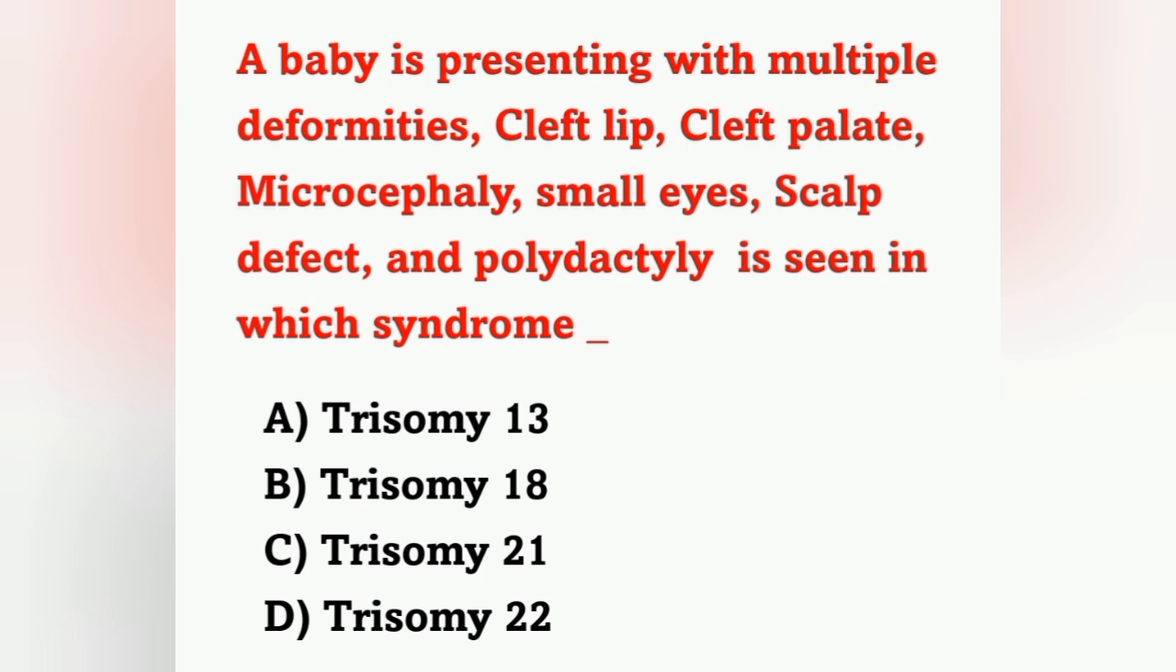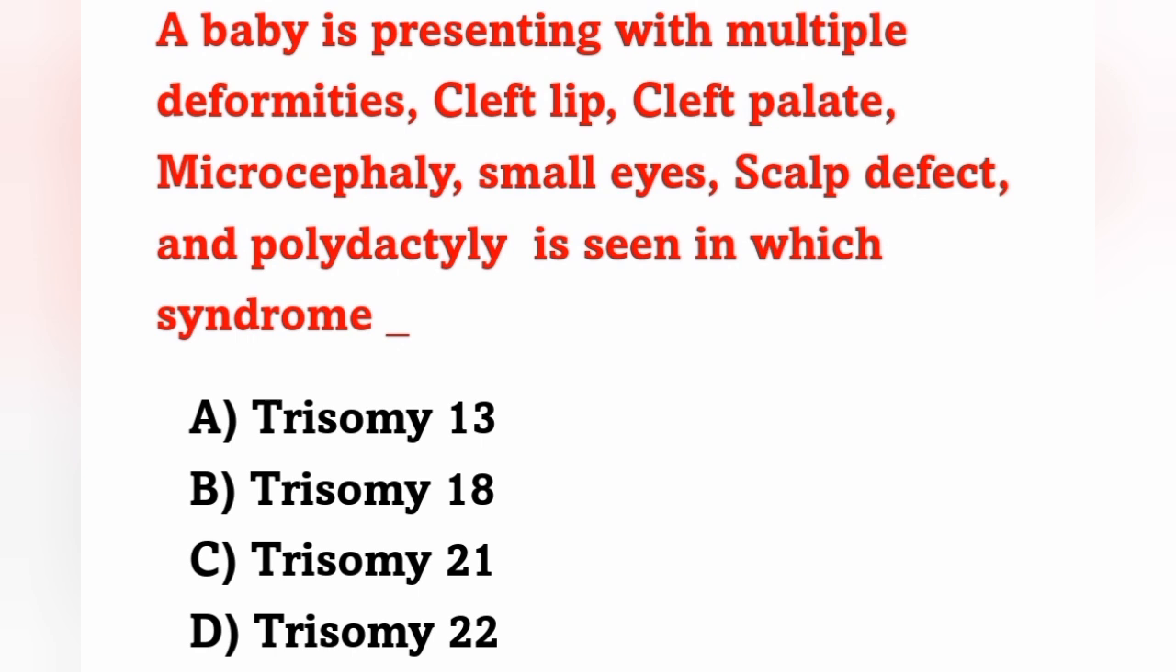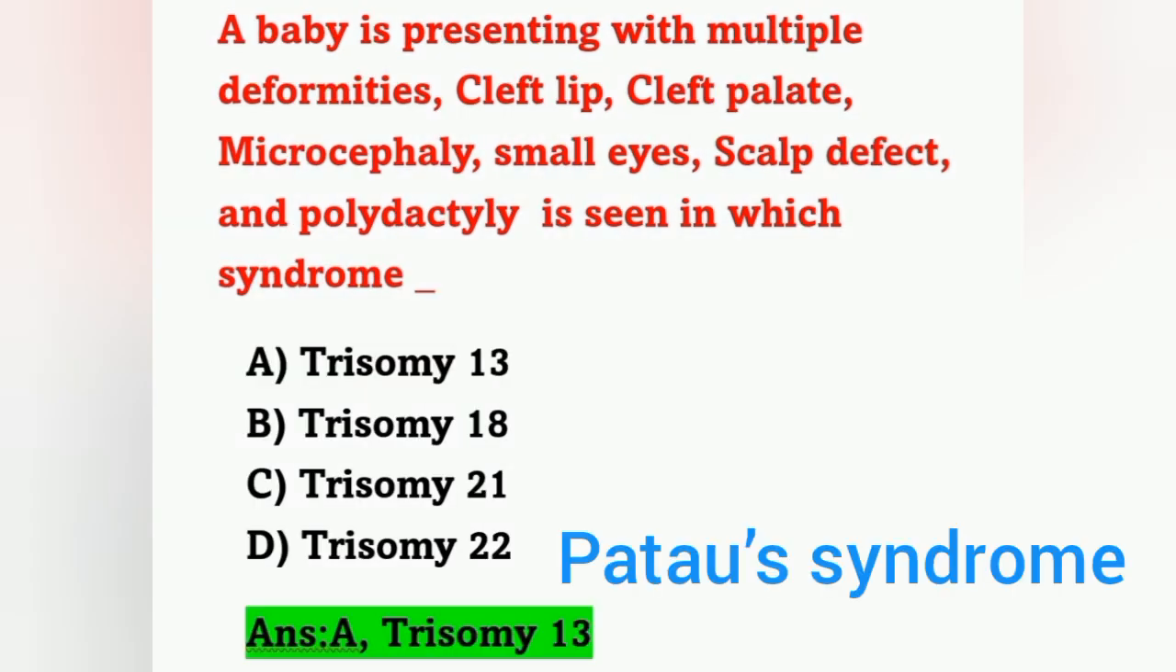Move on to the next question. A baby is presenting with multiple deformities, cleft lip, cleft palate, microcephaly, small eyes, scalp defect and polydactyly. This is seen in which syndrome? Option A, trisomy 13. Option B, trisomy 18. Option C, trisomy 21. Option D, trisomy 22. Here the baby is having multiple deformities, that is more than one type of deformity, including cleft lip, cleft palate, microcephaly, small eyes, scalp defect and polydactyly. These are all seen in trisomy 13. Option A is the correct answer.